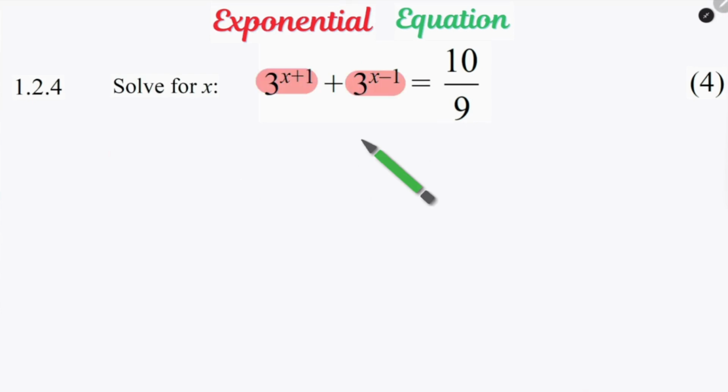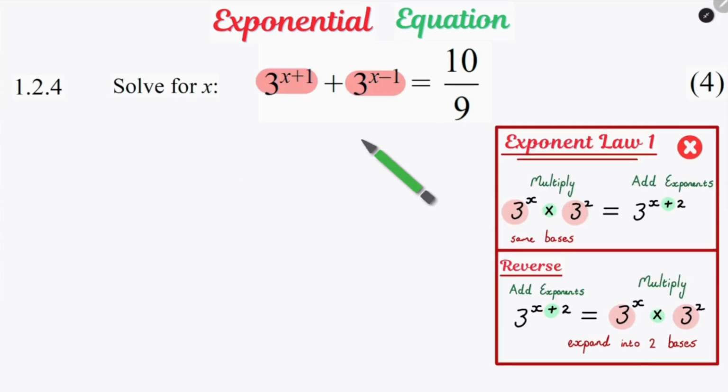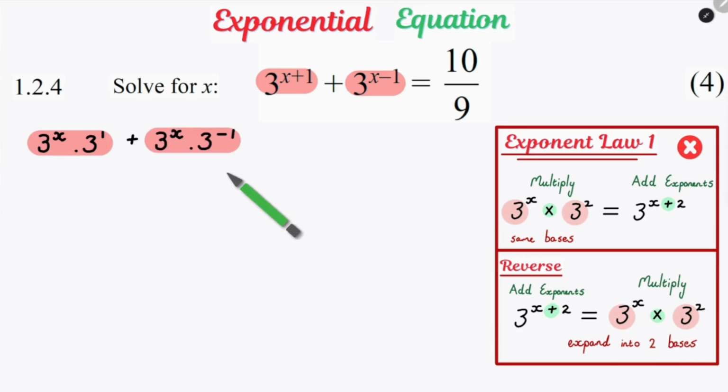So we have a look at our powers over here, and we're going to split them up with exponent law 1, but the reverse version of it. So I'm going to split it up into two separate bases, and the first one will have this power, and the second one will have that power. So if I split this up, it's just going to be 3 to the power of x times 3 to the power of 1. That plus will stay there, and I'm going to split him up at the same time. So it's just going to be plus 3 to the power of x times 3 to the power of negative 1. And the rest of the equation remains the same.